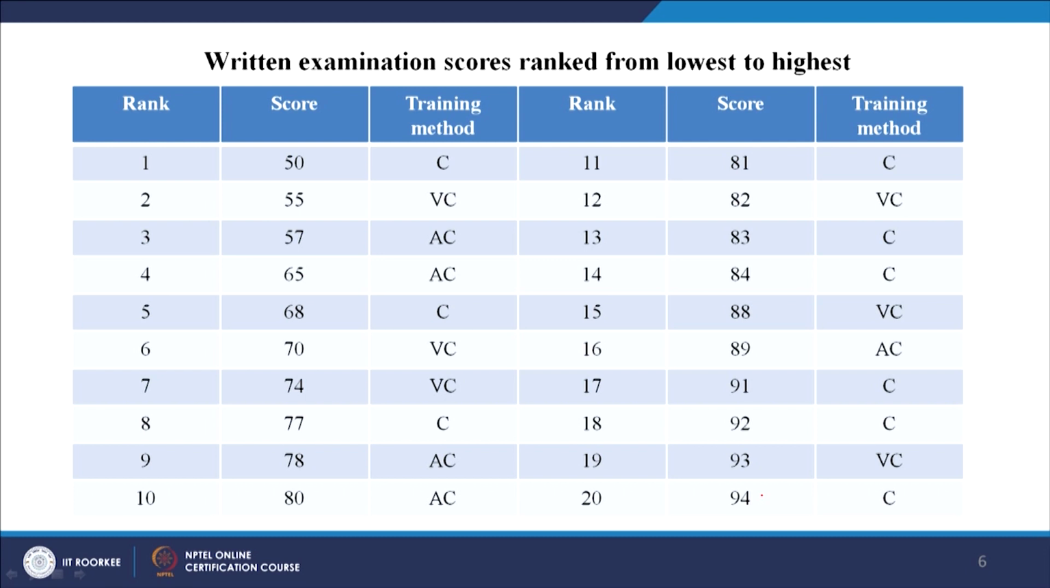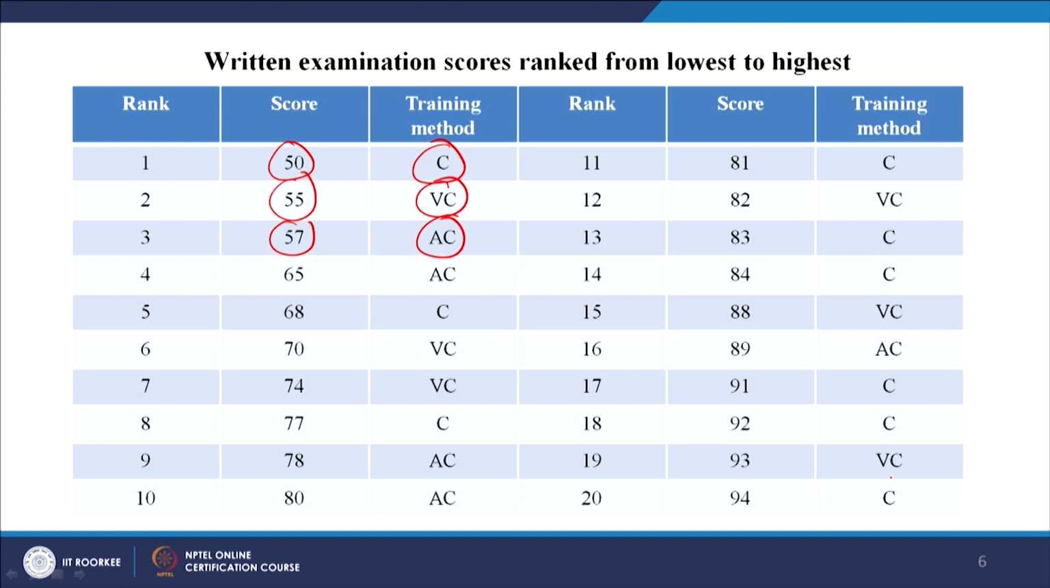We start with the lowest value, 50, and which training method did they follow? In a classroom. Second, 55, what was the training method? In a video cassette. Third, 57, audio cassette. So, we have done a ranking of these people, and all the students have been ranked. Out of these, 9 people were in the classroom method.